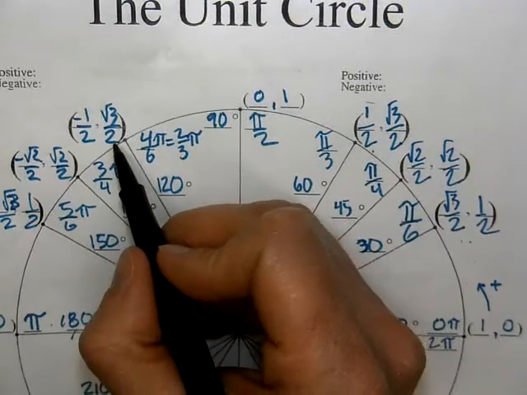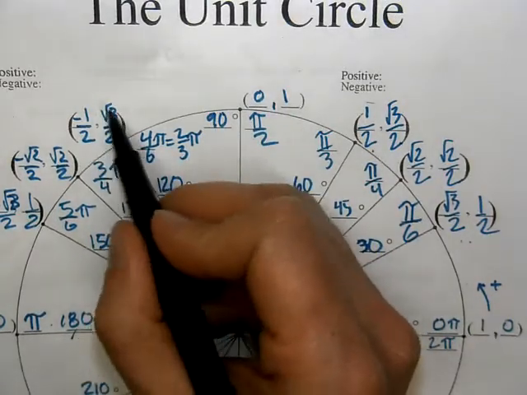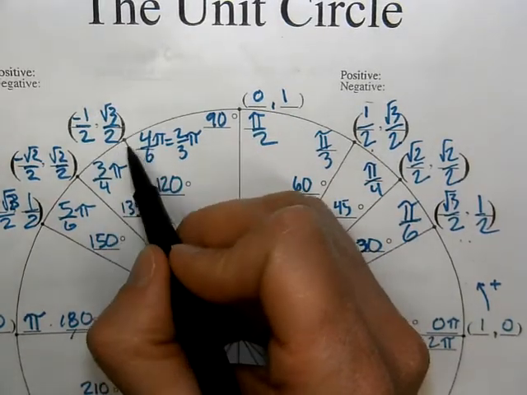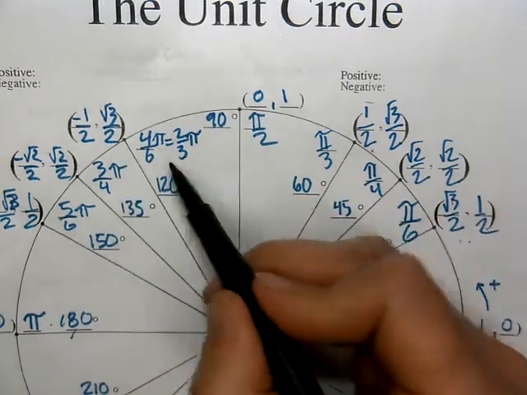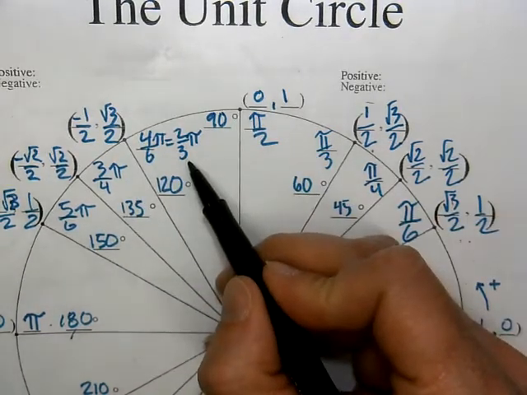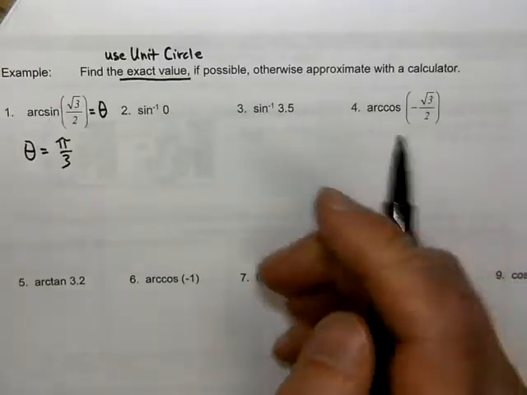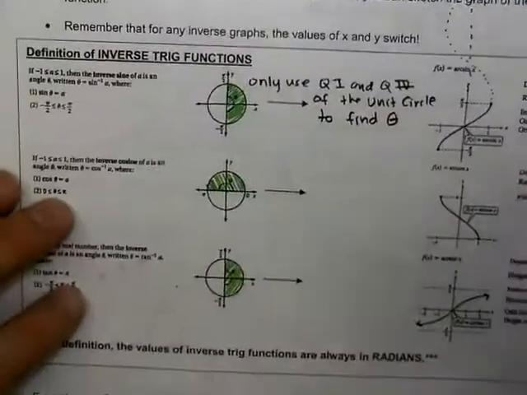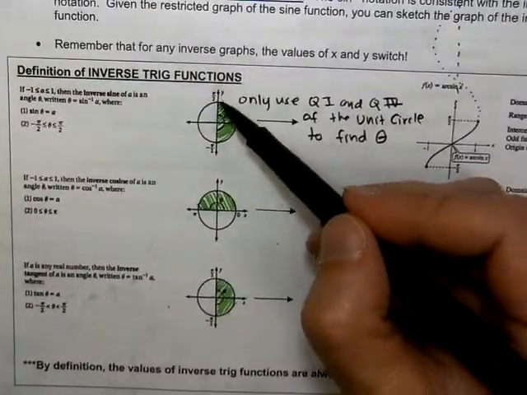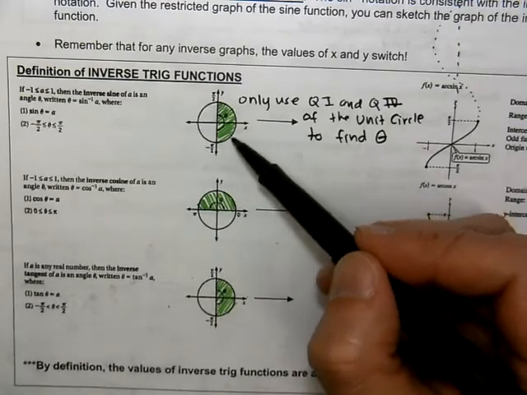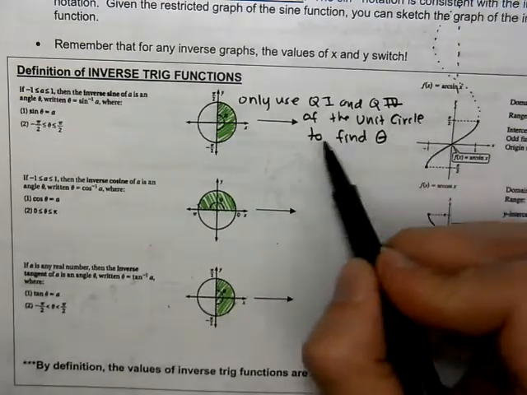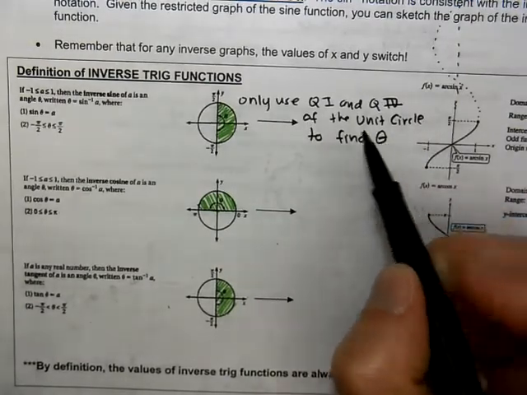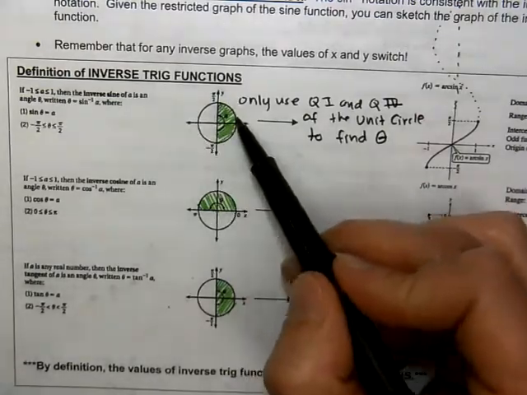But what about quadrant 2? Here's another place on the unit circle where our y-coordinate is root 3 over 2. Why can't I use 2/3 pi as well? Well, we have to restrict the domain. Remember that we're only using quadrant 1 and quadrant 4 of the unit circle to find that angle when we're talking about our inverse sine.